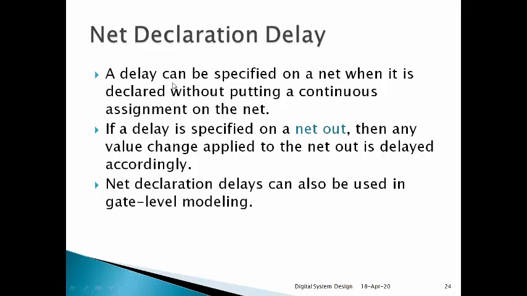Next, net declaration delay. In this type of delay, a delay can be specified on a net when it is declared, without putting a continuous assignment on the net. As the name suggests, this delay type is used at the time of declaration of nets. For example, if a net out is used, then any value change in the net is applied to the net out accordingly. Net declaration delays can also be used in gate level modeling.